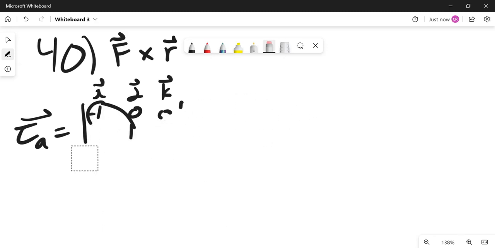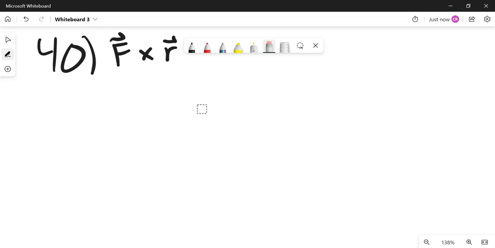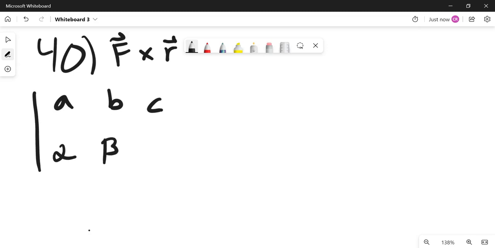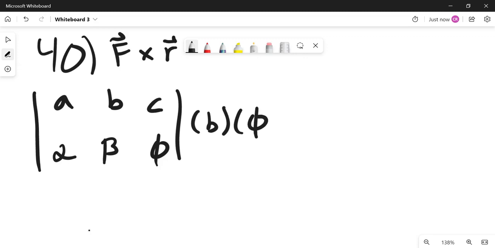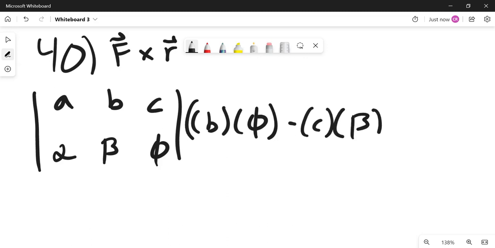And the way you solve a determinant like that, a rectangular determinant, is let's just use variables A, B, C, alpha, beta, and I'm just going to use phi because I like it better than omega. A, B, C, alpha, beta, phi. The first thing you do is get your I, so it'd be B times phi minus C times beta, and this would give us our I vector.